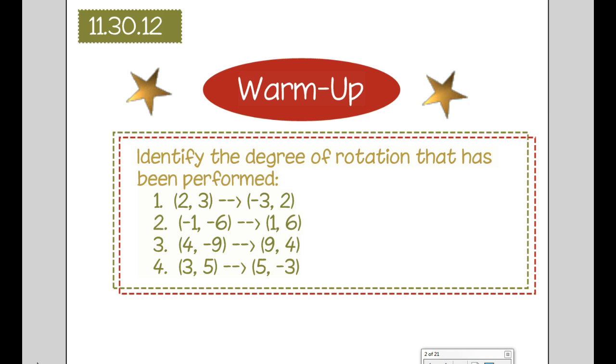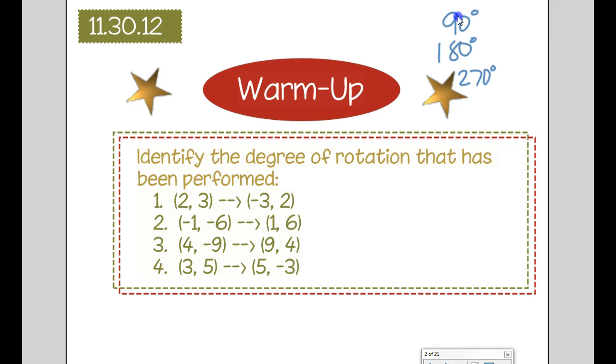Okay, so we learned last week the rules for rotating 90 degrees, for rotating 180 degrees, and for rotating 270 degrees. And those are in your notes. Do you have to memorize those? No, because we're going to give them to you on your test. And they're actually right there on the whiteboard.